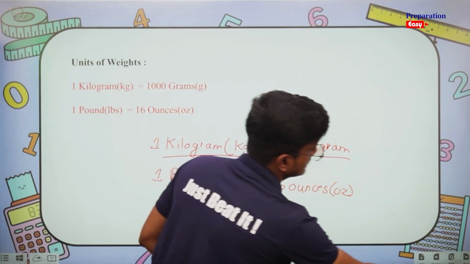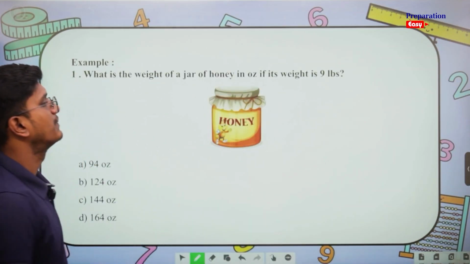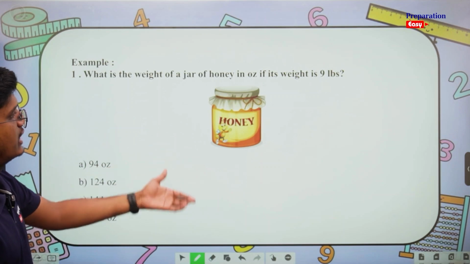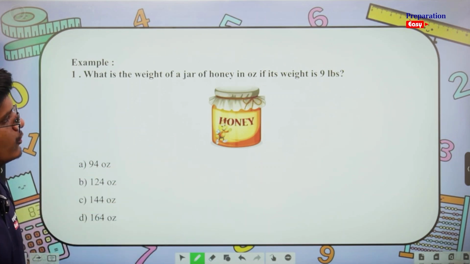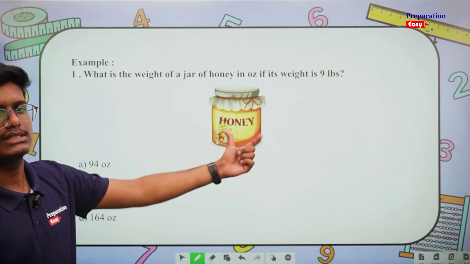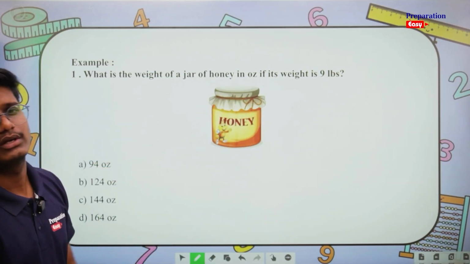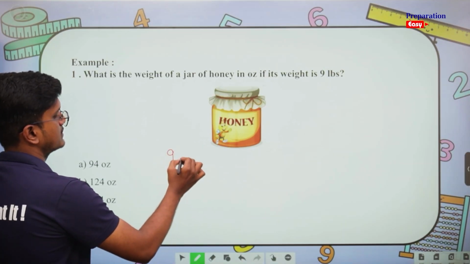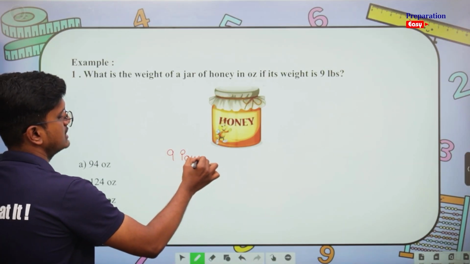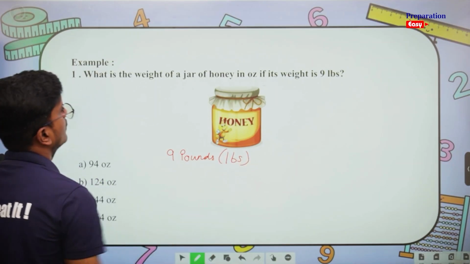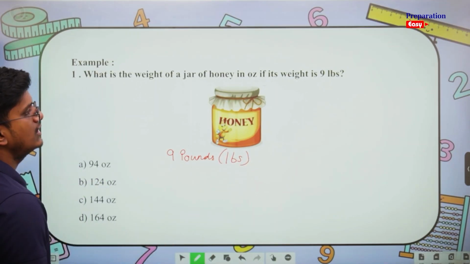Okay, let's move further a little. We have some questions over here. What is the weight of a jar of honey in OZ if its weight is 9 lbs? So 9 lbs they have given. It's a short form of what? Pounds. This is pounds. 9 lbs means pounds. We can write it as lbs. What is the weight of a jar of honey in OZ?